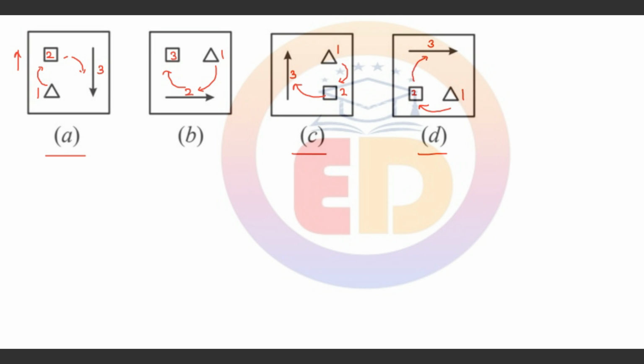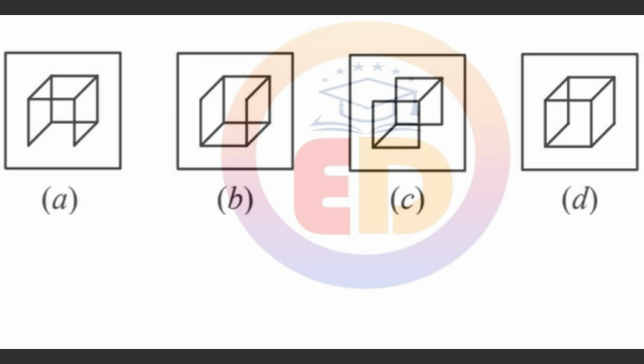So again we can say that A, C and D are similar in their movement when we number them starting from the triangle. But in B, we cannot see this trend. After triangle comes arrow and then comes square. So this will be the odd one out. The question is based on rotation of figures.